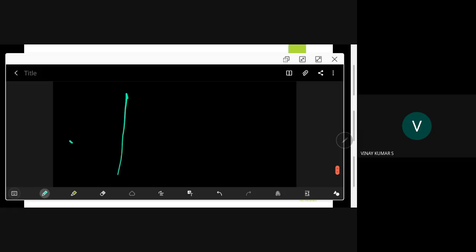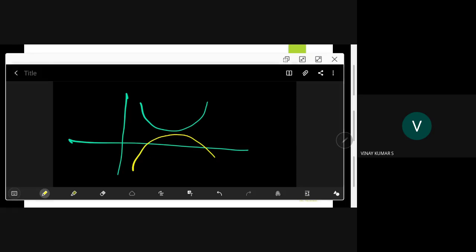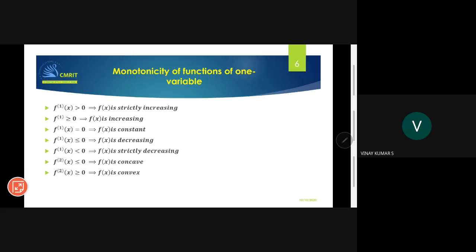If a function is like this, it is concave. On the other hand, if a function is like this, see here, it is called convex. So if you observe the second order derivative of f(x) is less than or equal to 0, then it is always concave. And if the second order derivative is greater than or equal to 0, it is always convex. I will give some examples of these things.